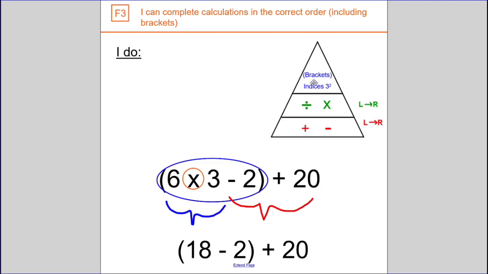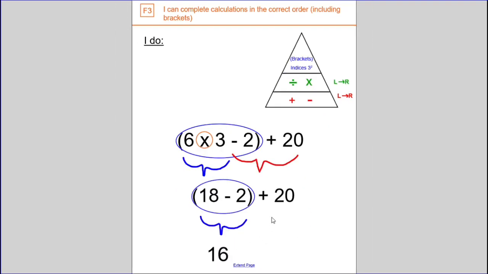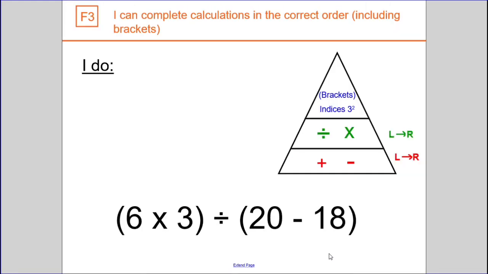Then we can simply do the brackets next because we've got brackets and an addition. So 18 subtract the 2, replace it with 16. Bring the rest of it down. Then we've got 16, add the 20, which is 36. Let's look at our final example.